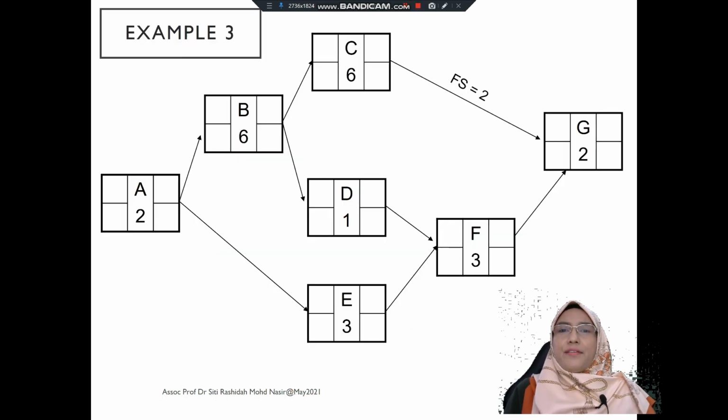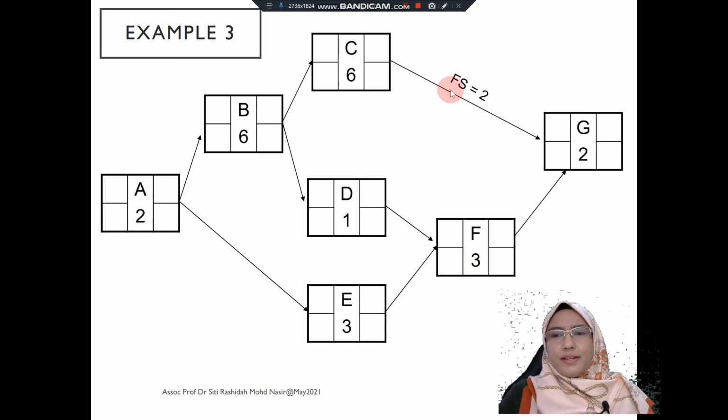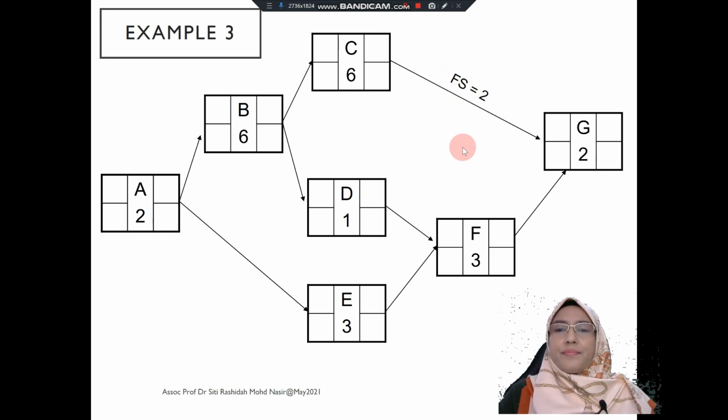Now that we have gone through together to solve the example 2 problem, why not you try example 3? Example 3 is very similar to example 2, but in this case we have only one relationship, which is finish to start 2 days. And you can calculate the early start, early finish, late start, late finish, and also identify which are the critical paths.